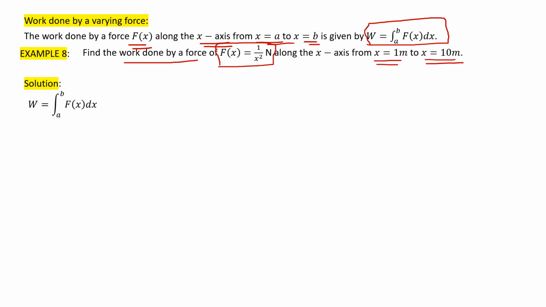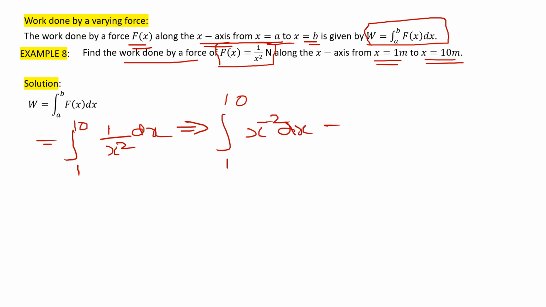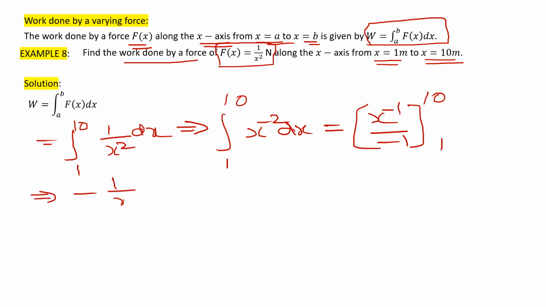So we know the formula W equal to integral a to b F of x dx. So that is equal to limit 1 to 10. For F of x we have 1 over x power 2 into dx. So this is nothing but integral 1 to 10. This x power 2 I can take to the numerator. It will become x to the power minus 2. So integration of x power minus 2 will give you x power minus 1 divided by minus 1 between 1 to 10. This I can say minus 1 over x between the limits 1 to 10.